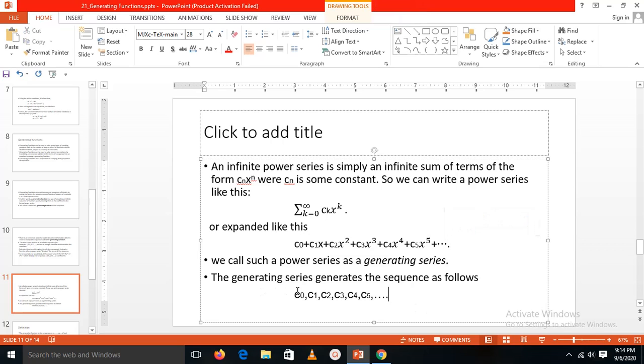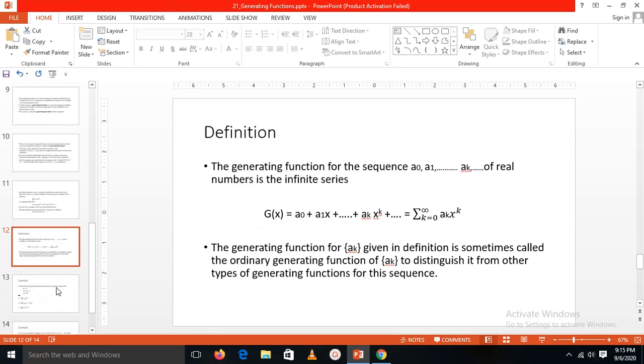Now this generating series generates sequences like this: c0, c1, c2, c3, c4, c5. So this is all about the generating function. This is just the introduction part of the generating function. Now see here the formal definition of the generating function.